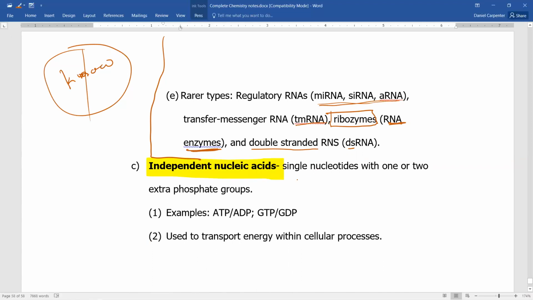And we've heard of these. We in biology class have already talked about these last year. Single nucleotides with one or two extra. Now you got to think about this. One or two extra means 2 or 3 total, because all nucleotides have a phosphate group. Remember, a phosphate, a pentose sugar, and a nitrogenous base. So if we already have a phosphate and we add 1, that brings us to 2 total. If we add 2, that brings us to 3 total.